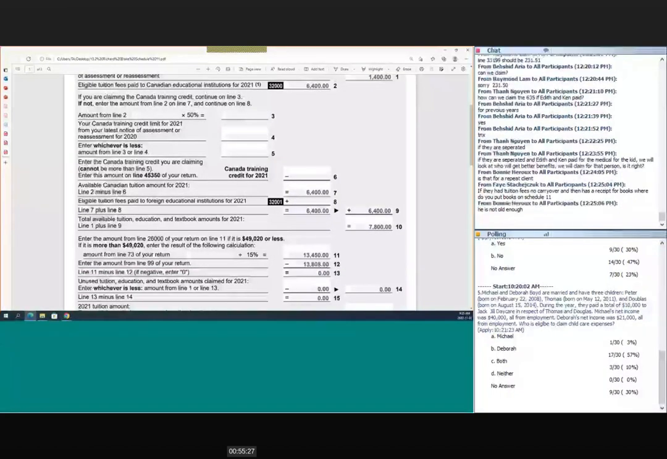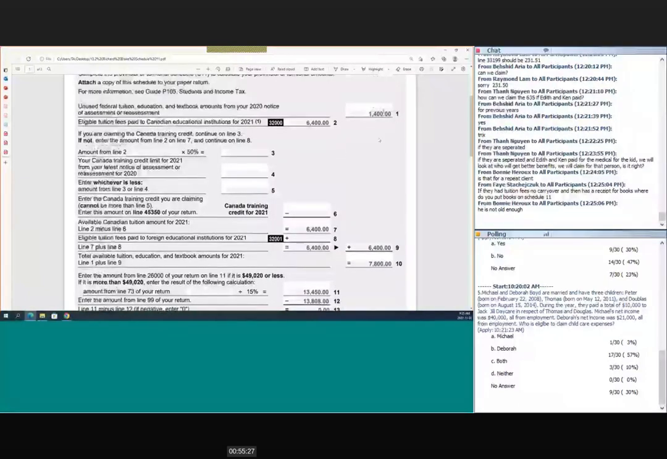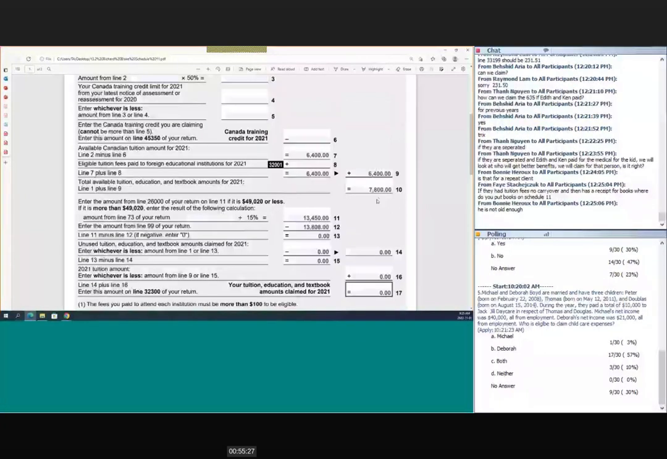So basically, what is the tuition available for 2021? 6,400. So there's no deduction for Canada training credit. Did he pay any fees to a foreign educational institute? No. So the total amount of his tuition available from this year is 6,400, and then we're going to add the carry forward. So we have 1,400 carry forward, and 6,400 is the tuition that he incurred in 2021, so 7,800.